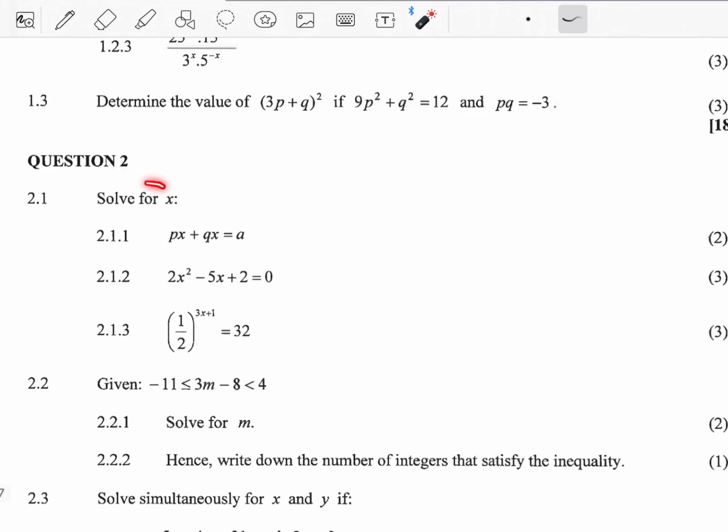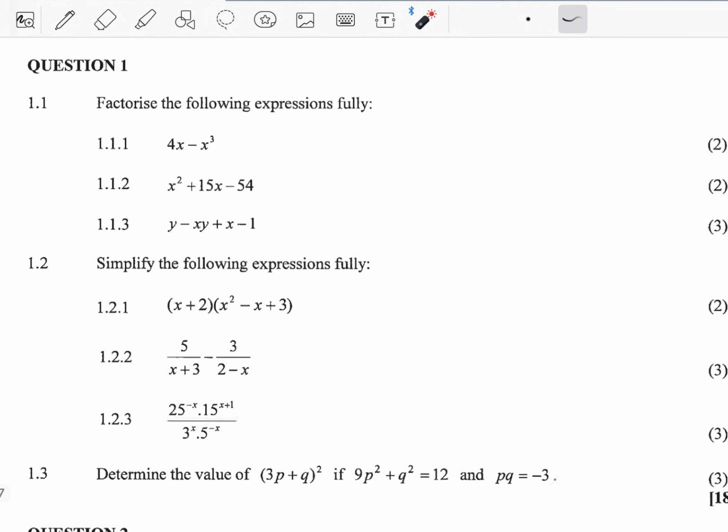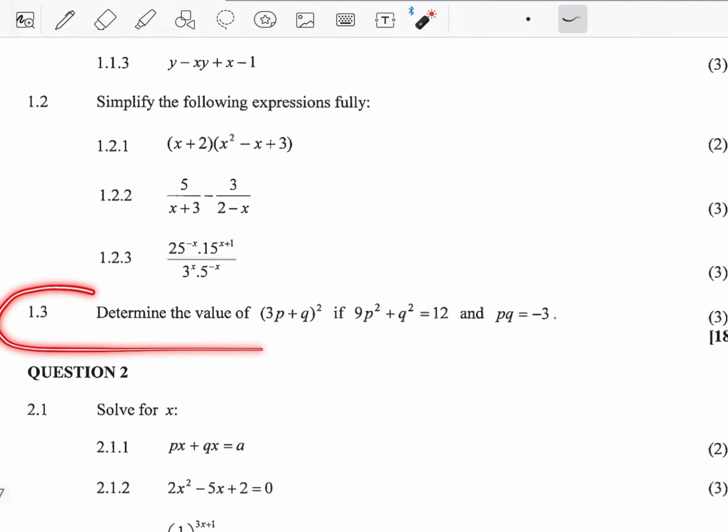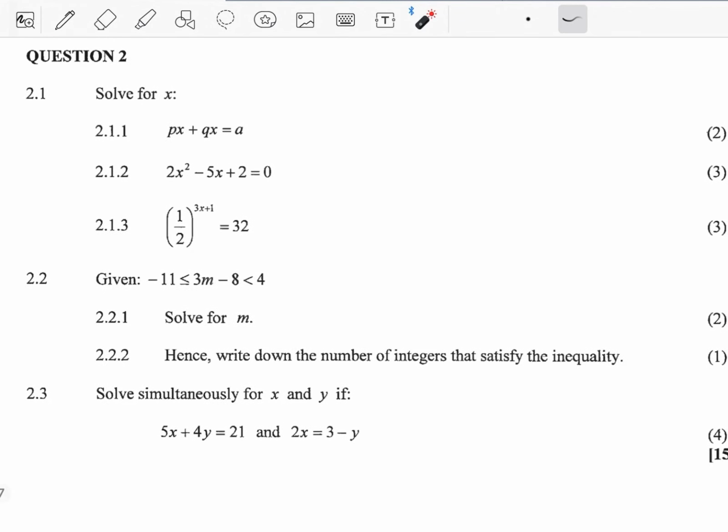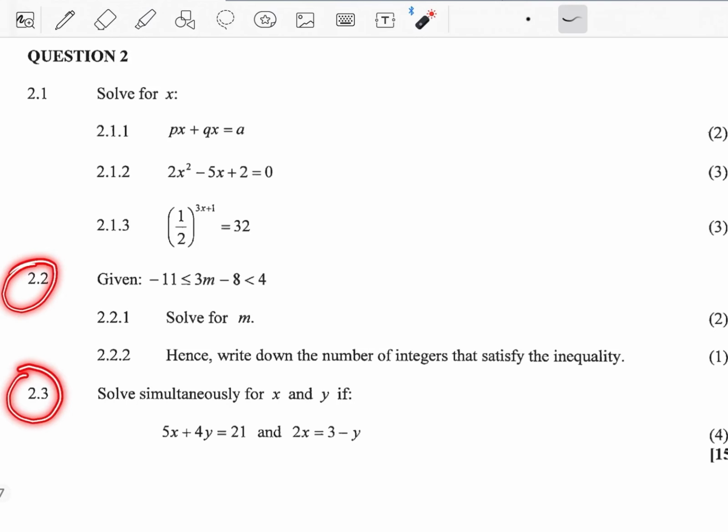So in this video, we're solving for X specifically for these questions. Please check out a previous video. I've already done question 1. We do factorization, simplification, and doing this question here. So in the next couple of videos, we're doing 2.2 and 2.3. So stay tuned. So let's get into it.